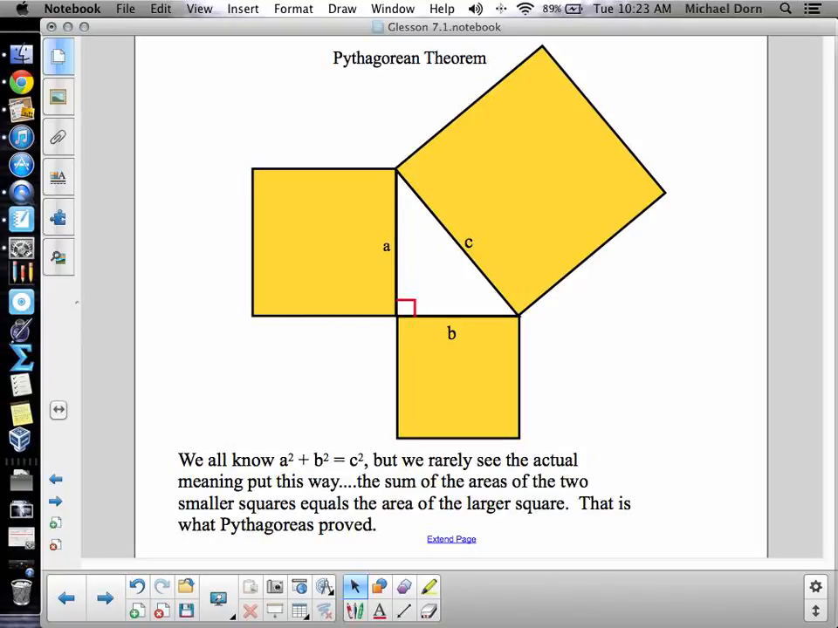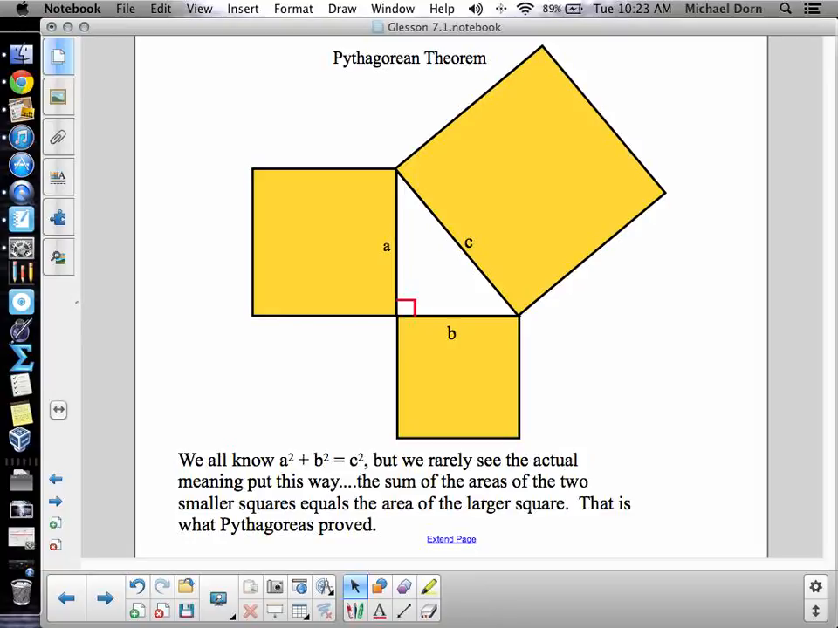We all know that a squared plus b squared equals c squared for a right triangle. This only applies to right triangles. But for a right triangle, a squared plus b squared equals c squared. This is literally what that means, drawn here.